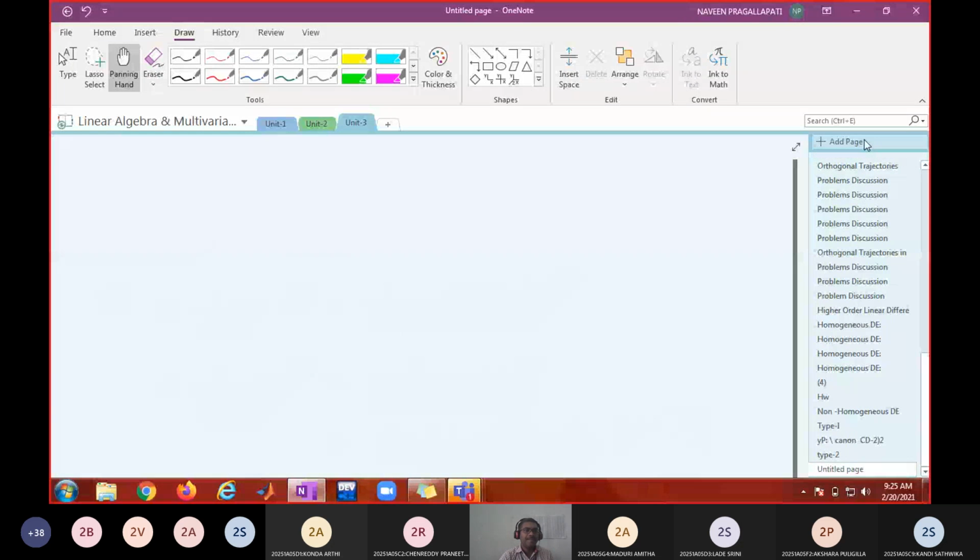I'll write down type 3. Type 3 particular integral. Okay. So type 3 is like this: 1 by f(D square). Okay, and for the remaining time we are just going to list out the results. We are not going to see the derivations in detail. And the derivation is basically like type 1.